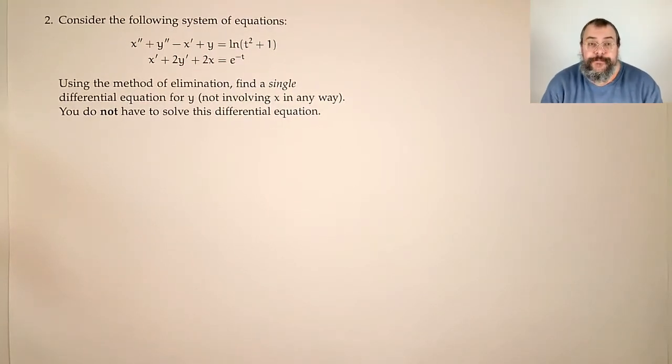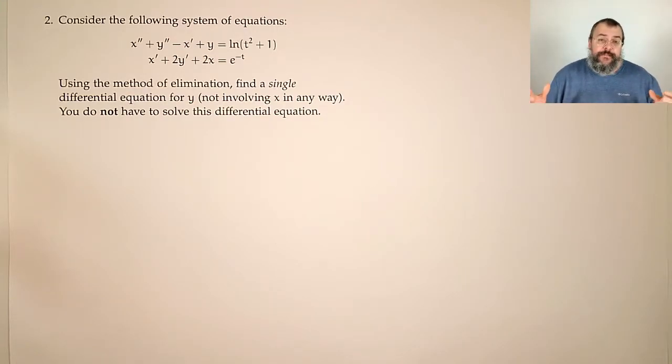Okay, number 2. Consider the following system of equations. x double prime plus y double prime minus x prime plus y equals natural log of t squared plus 1. x prime plus 2y prime plus 2x equals e to the minus t. Honestly, kind of hopeless, that natural log of t squared plus 1. Not feeling the vibe with that one.